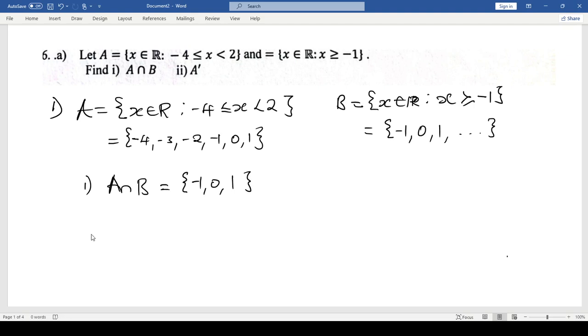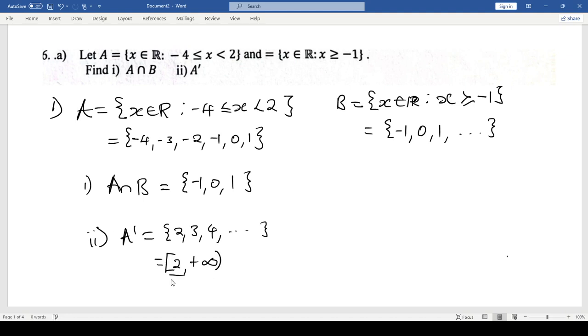Then we're also told to find A complement. Okay, so A complement is all the elements that are not contained in A but are contained in the other given set that we have here. So for A complement, we're simply going to have elements starting from 2, 3, 4, and so on and so forth. So expressing this set in interval notation, we can just say here we have our 2, all the way up to positive infinity like this here.